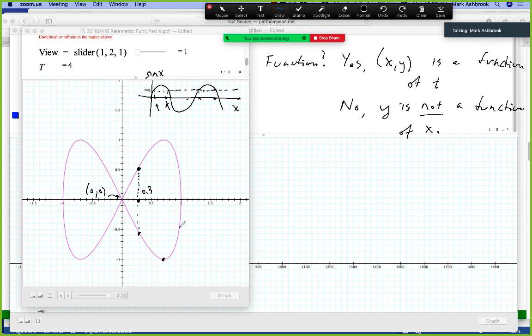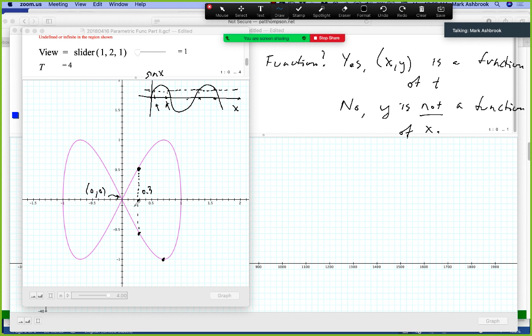When you pick a t, do you only get one particular ordered pair associated with that value of t? And the answer is yes. You might get the same ordered pair for different values of t, and that's okay. But the problem would come if, for the same value of t, you got two different ordered pairs. Well, that never happens. Okay, does it make sense?